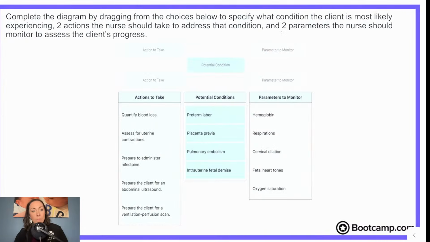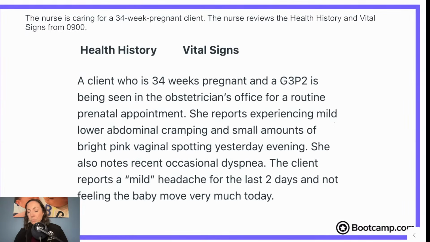All right, so let's dive into one together. So our instructions are to complete the diagram by dragging from the choices below to specify what condition the client is most likely experiencing, 2 actions the nurse should take to address the condition, and 2 parameters the nurse should monitor to assess the client's progress. Okay, so let's look at our data tabs first.